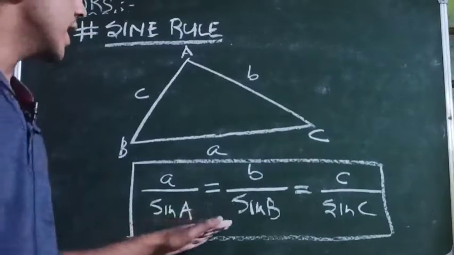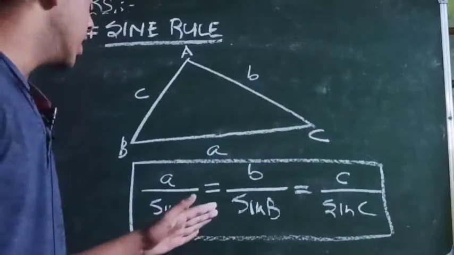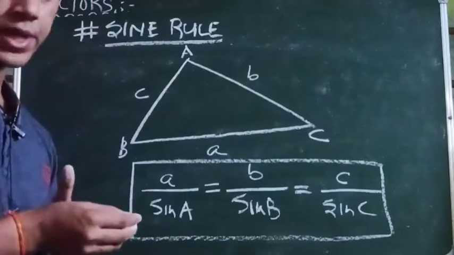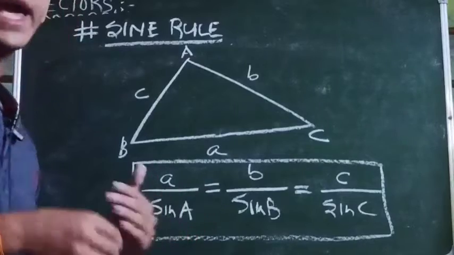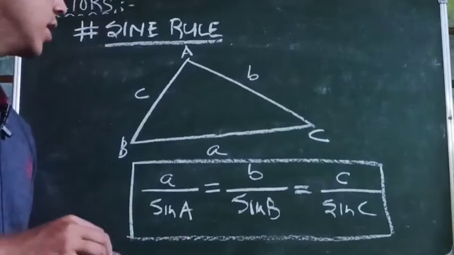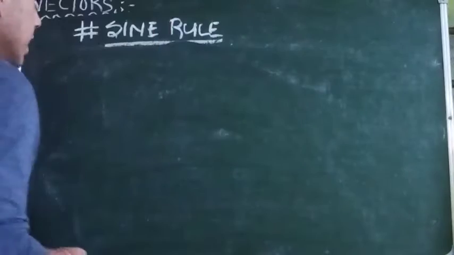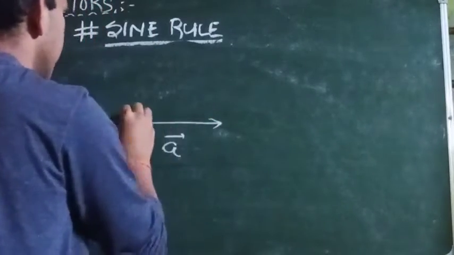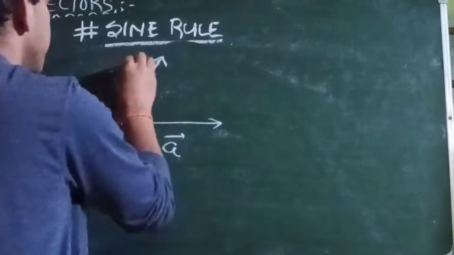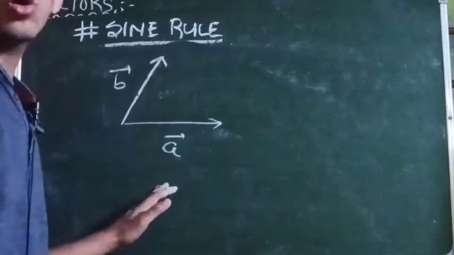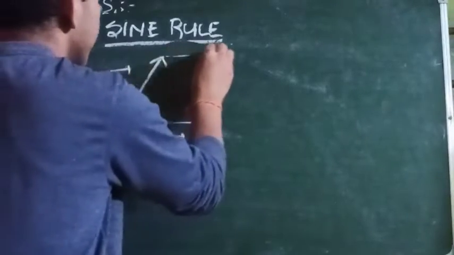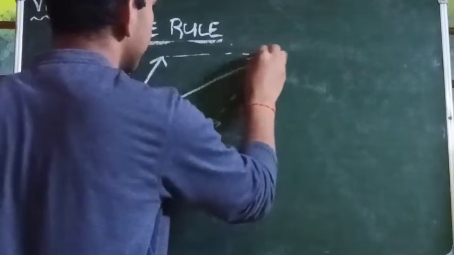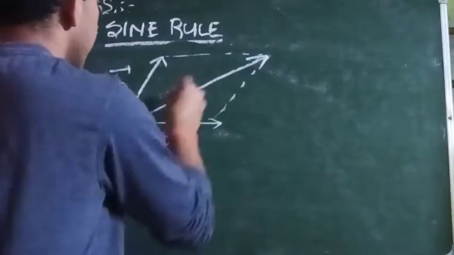Now we are going to see how we can apply this sine rule in the concept of the parallelogram law of addition, so that this will help us in finding a lot of solutions easily. Let us suppose we have given this as A vector and this as B vector. Now let's draw the diagonal of this constructed parallelogram, which will represent the resultant of these two vectors, A vector and B vector.